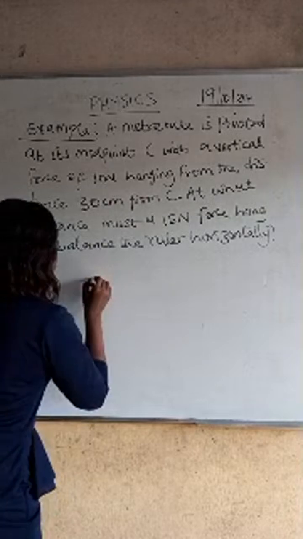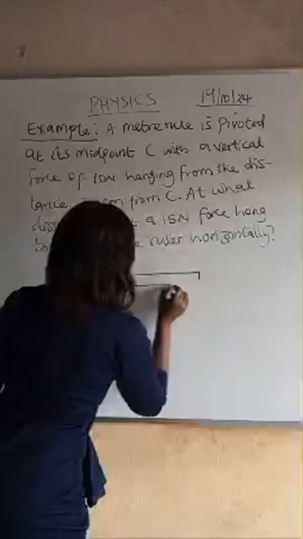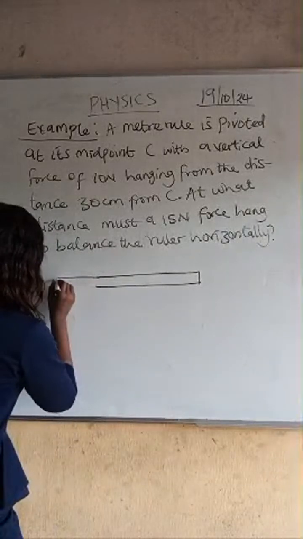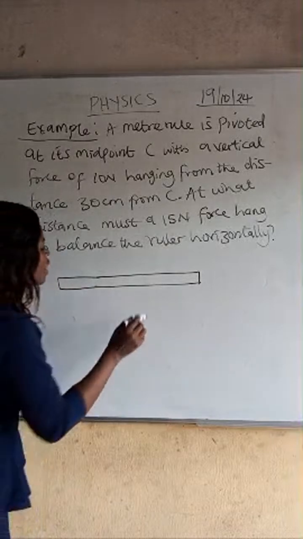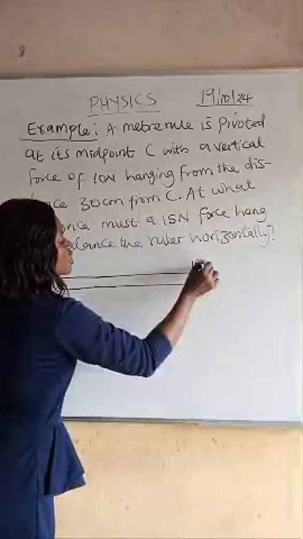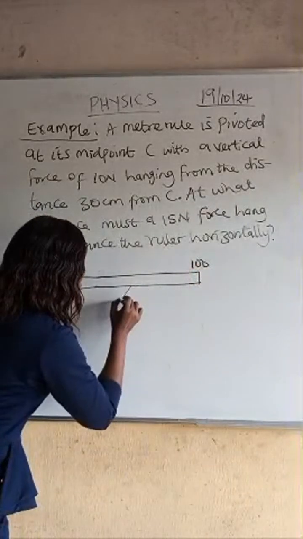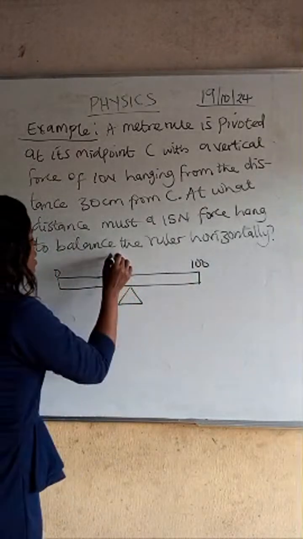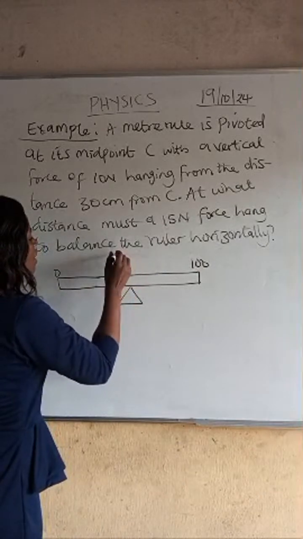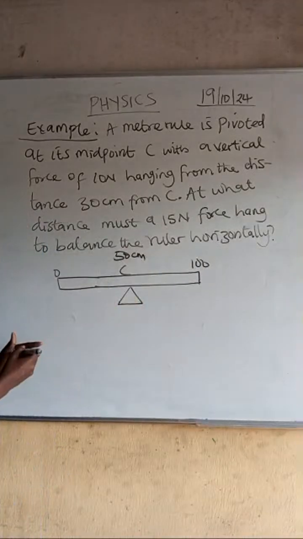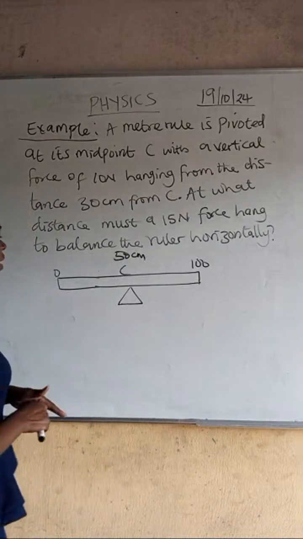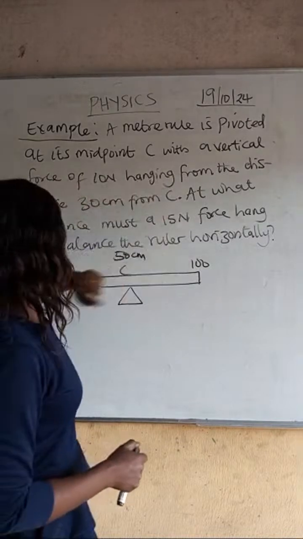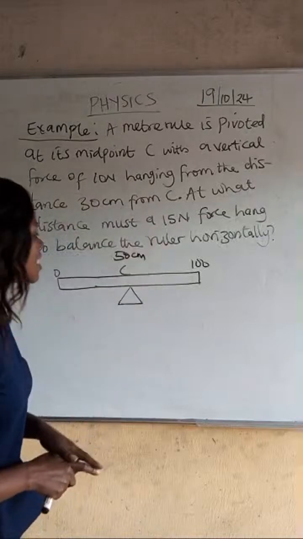So we drew a sketch. Now, this is not long, let me extend this. Now, this is 0 and this is 100, right? The midpoint is C. And that C is 50 centimeters, the middle of the meter rule. Okay, let's go. With a vertical force of 10 Newton hanging from a distance of 30 centimeters from C.